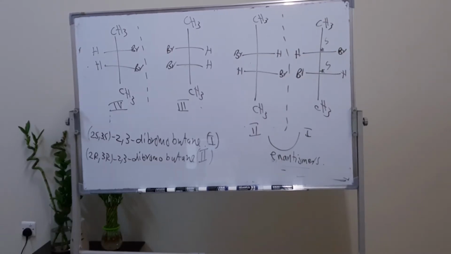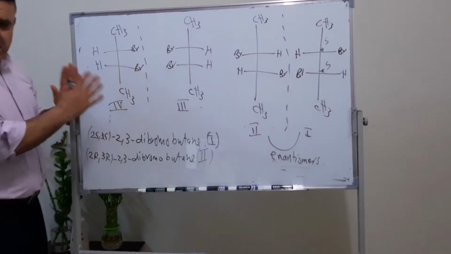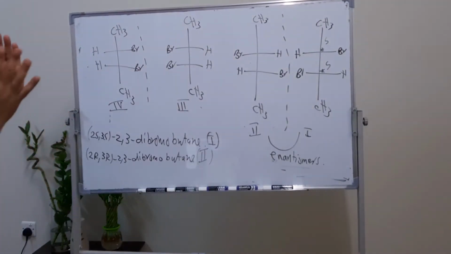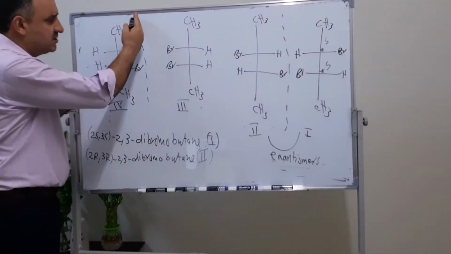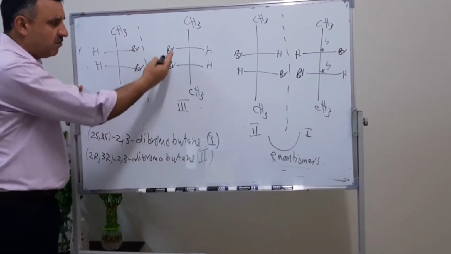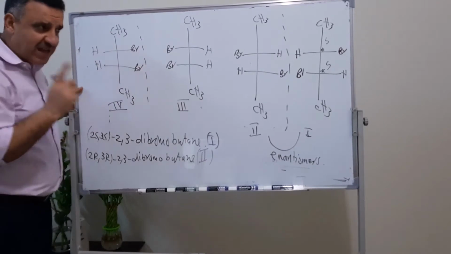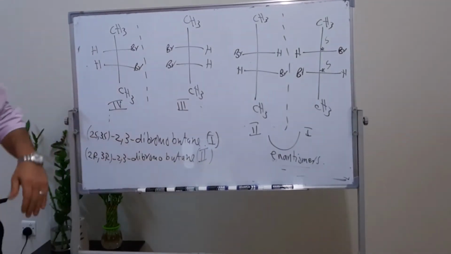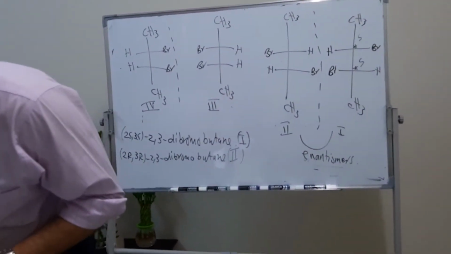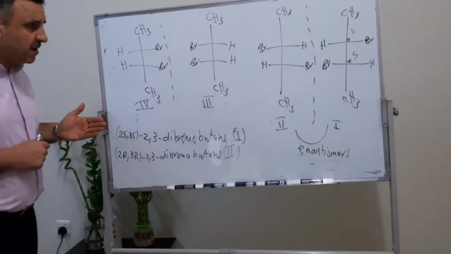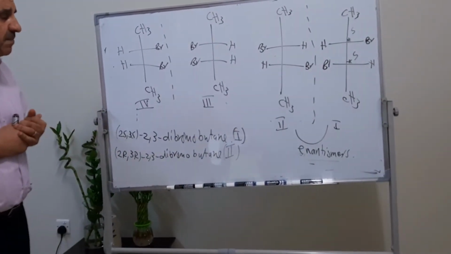Enantiomers, Ahmed, they are enantiomers. First of all, they are mirror images, Ahmed, right? They are mirror images to each other, because if you place a mirror here, this is an image of this and this is an image of that. But the question is, are they superimposable or are they not superimposable?